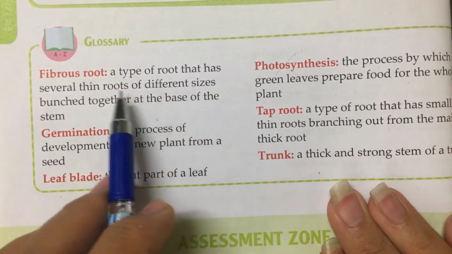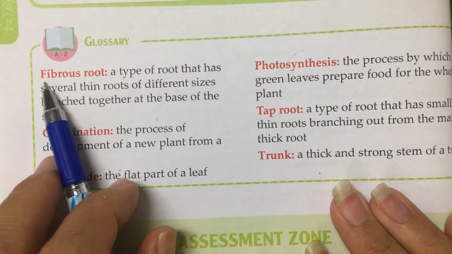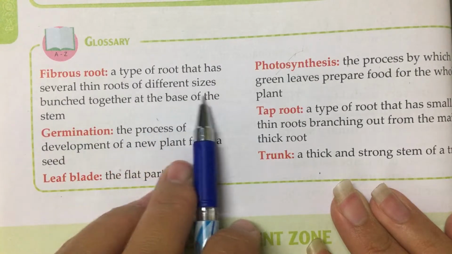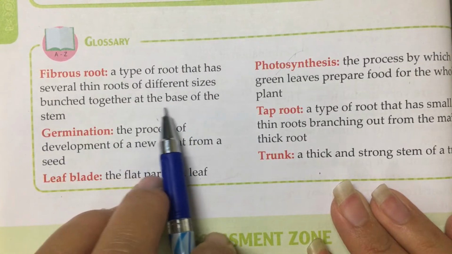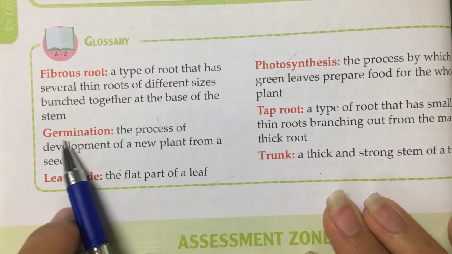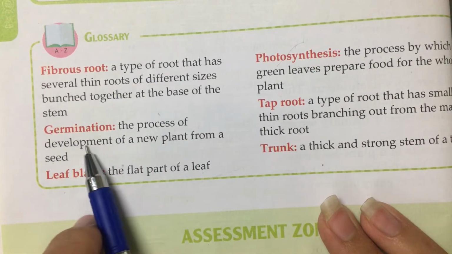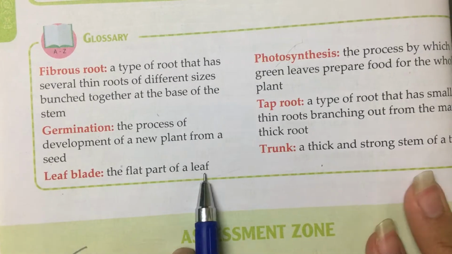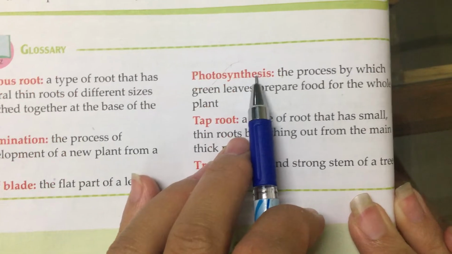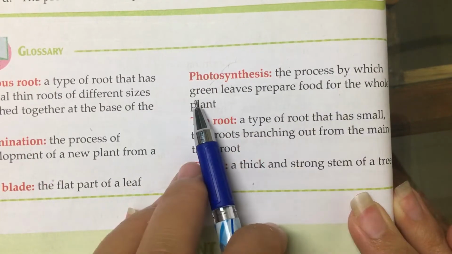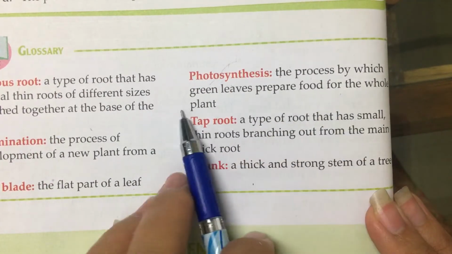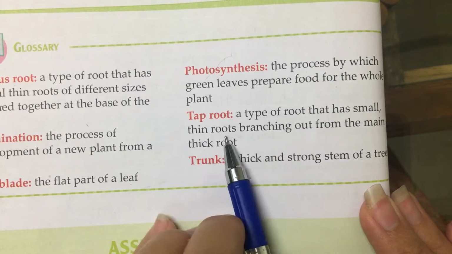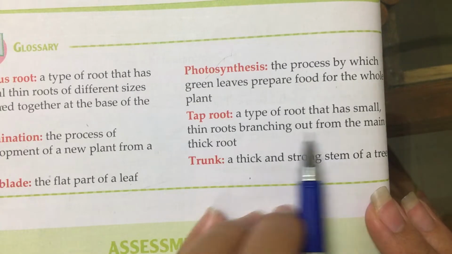Now, just remember this. Fibrous root, a type of root that has several thin roots of different sizes bunched together at the base of the stem. Germination, the process of development of a new plant from a seed. Leaf blade, the flat part of a leaf. Photosynthesis, the process by which green leaves prepare food for the whole plant. Taproot, a type of root that has small, thin roots branching out from the main thick root.